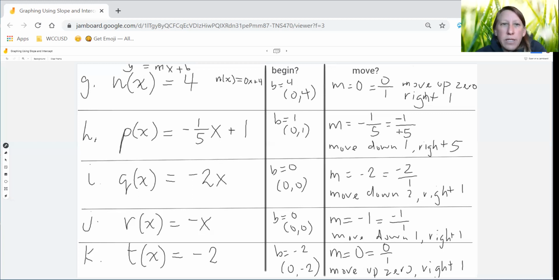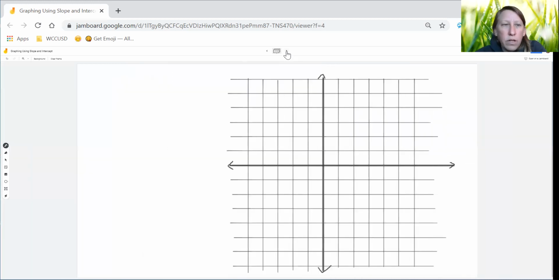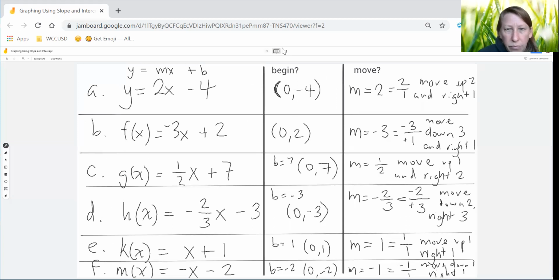All right, let's apply this and see if we can figure this out. So let me do one of the tricky ones. Let's do f of x is -2/3 x. Let's do this one. -3.